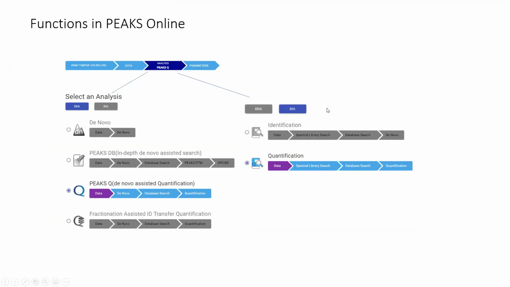If you're using a DIA setup, you have what Paul described in his talk, where you go through and do a spectral library search and then a database search, followed by de novo sequencing, or by quantification if that's your end goal.